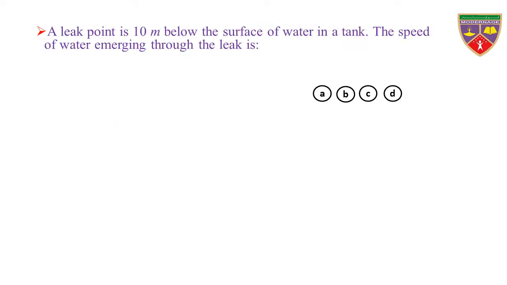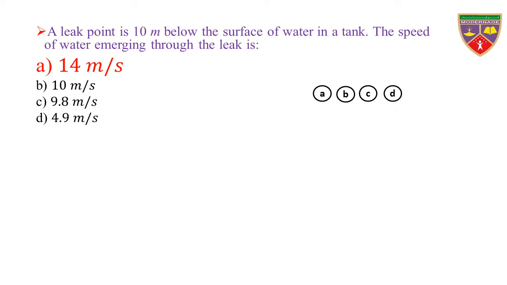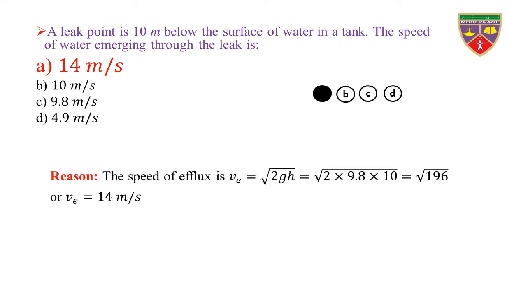A leak point is 10 meters below the surface of water in a tank. The speed of water emerging through the leak is: option A, 14 meters per second; option B, 10 meters per second; option C, 9.8 meters per second; option D, 4.9 meters per second. The key is 14 meters per second. Therefore, the correct option is A.